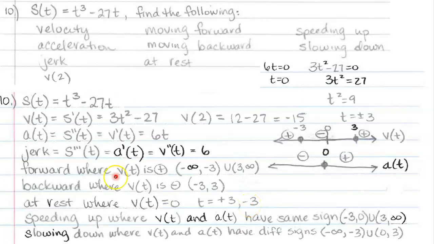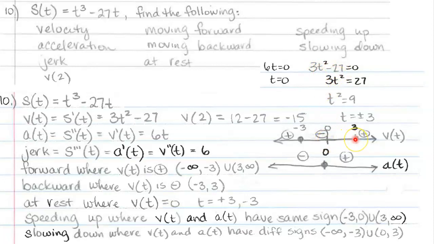Then it's moving forward where velocity is positive and backwards where velocity is negative. So I need to figure out where this is positive and negative. And the way that I do that is with a test point. I'm going to pick a point that is not an x-intercept. So 0 is an easy point to pick if it's not an x-intercept. Since this is the sign graph for velocity, I'm plugging that test point of 0 into my velocity equation. So if I come up here, this is my velocity equation, and I plug in 0, I'm going to get negative 27. So it's negative at 0.